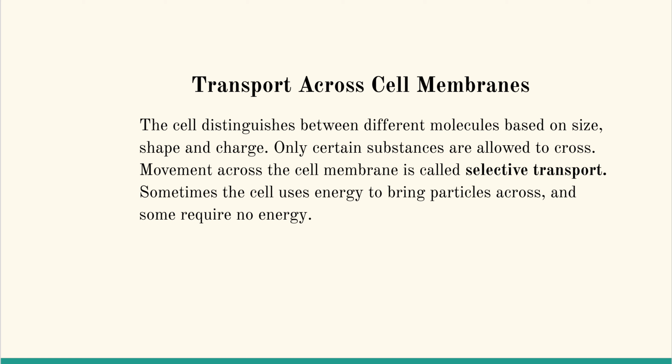So movement across the cell membrane because of this is known as selective transport, because it doesn't just let anything through. It checks the identities of each particle and only lets those particles through that it needs. Sometimes this doesn't take energy, which is passive transport, which we're talking about today. Other times it does take energy, which is called active transport, which we'll discuss later.